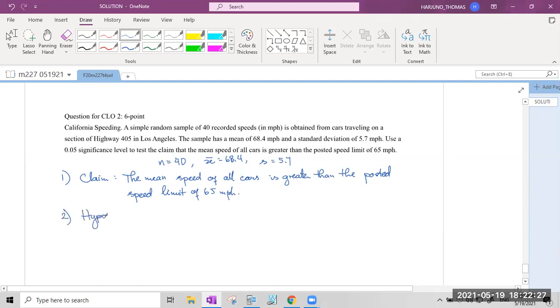Hypothesis. Null hypothesis, alternate hypothesis: mu is greater than 65, mu is less than or equal to 65. This is the claim, and that's a right tail. Step 3, test statistic.